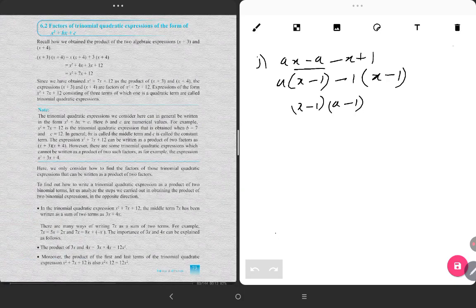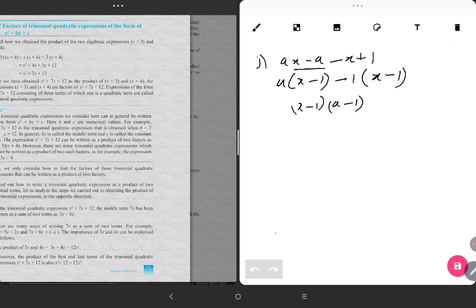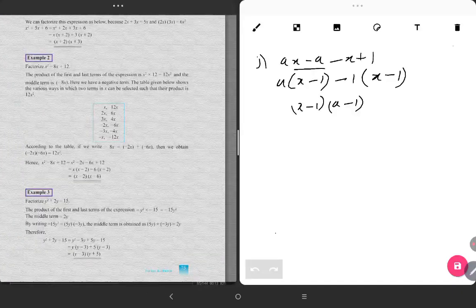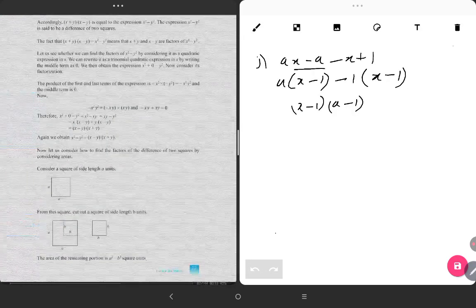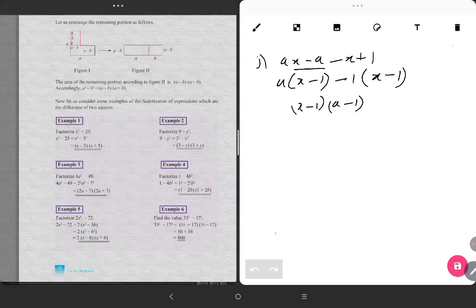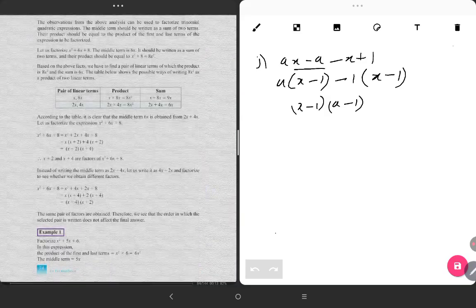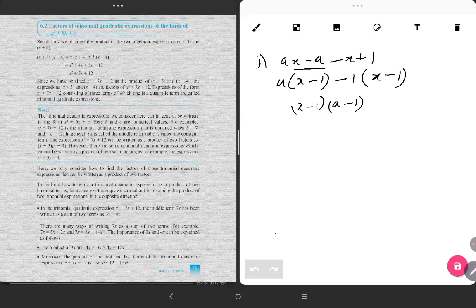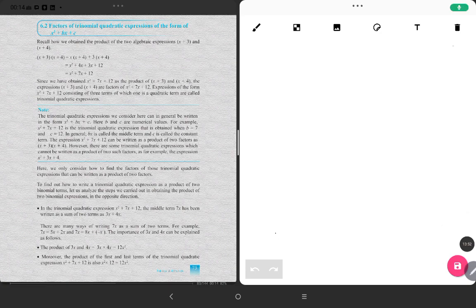Okay, so the last part of this particular chapter is in fact factorizing trinomial expressions. So it's a very involved part. So let's see how. First of all, what is a trinomial expression? A trinomial expression is usually an algebraic expression that has three terms.